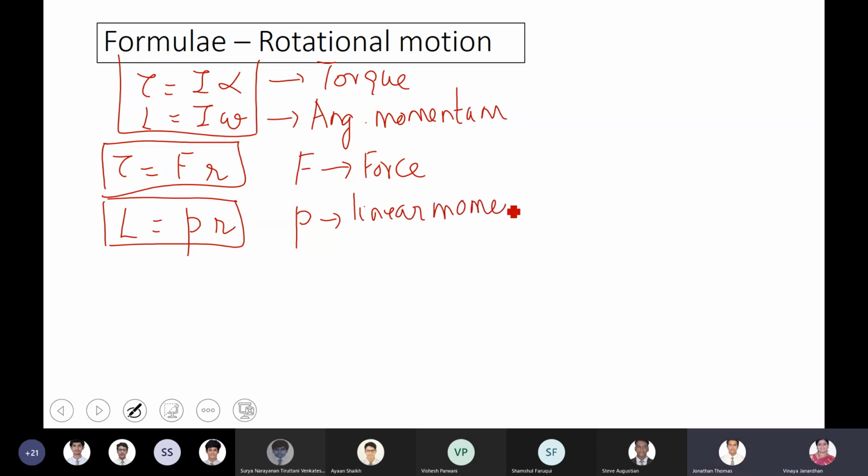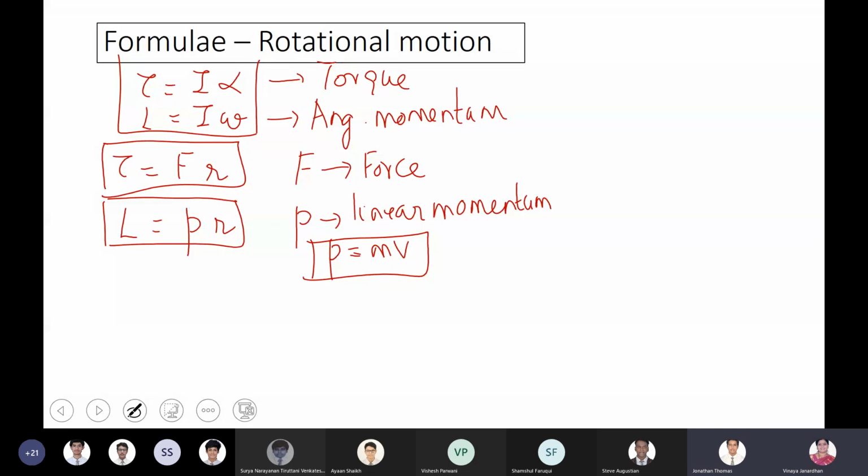Ma'am, if we have to write torque in the cross product vector form, will it be R cross F or is it F cross R? R cross F. Okay, okay, ma'am.